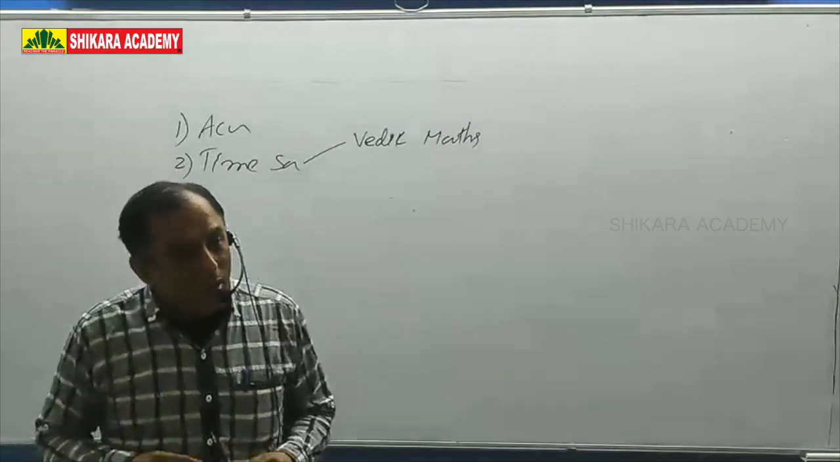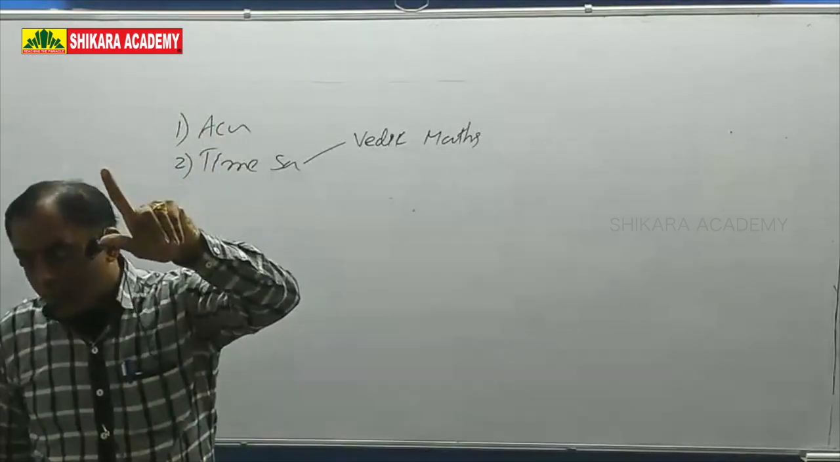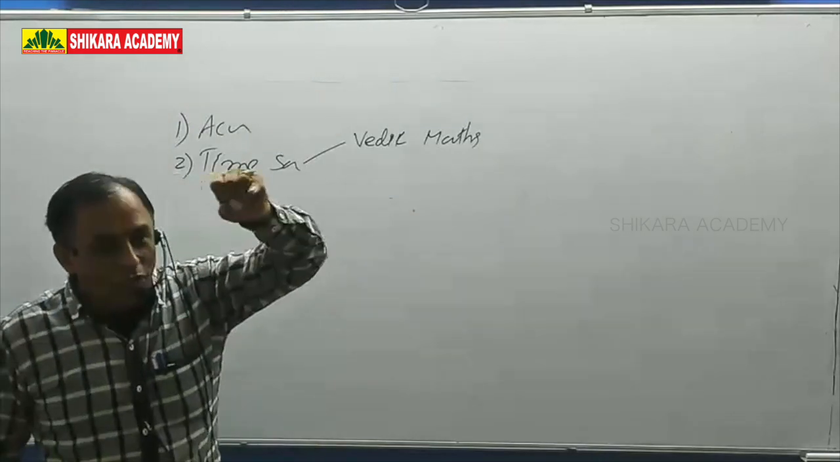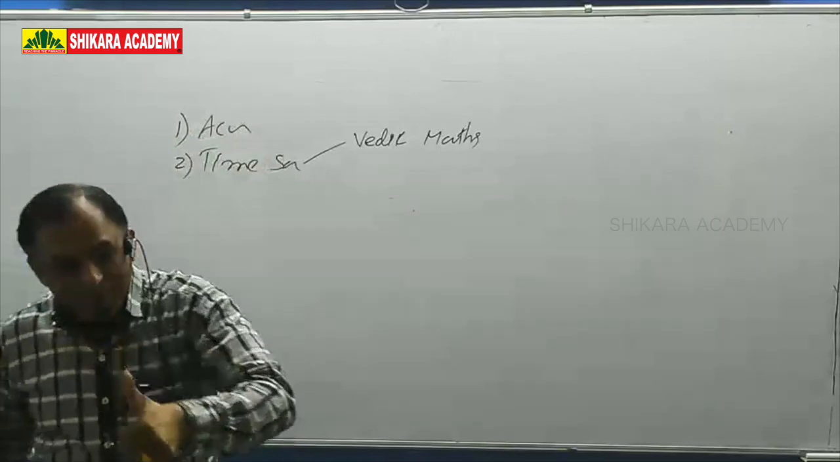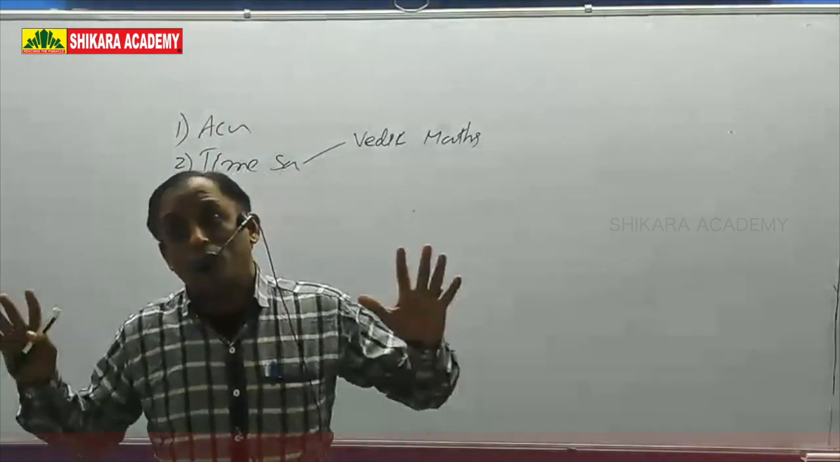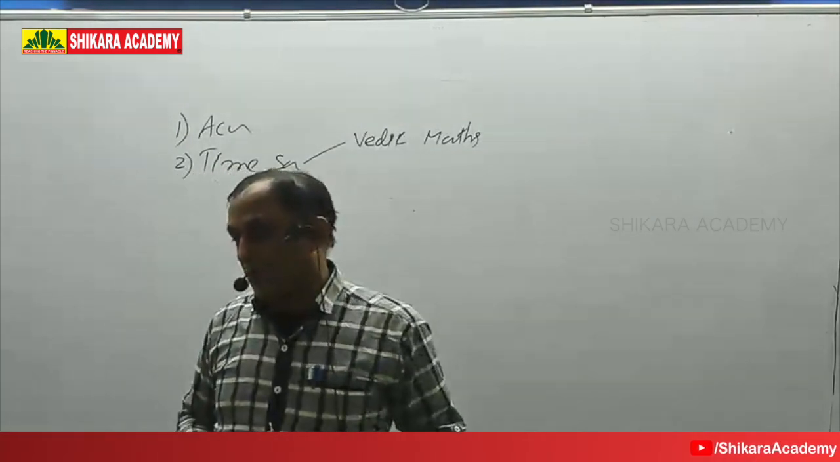What is Vedic maths? We have four Vedas: Rig Veda, Yajur Veda, Sama Veda, Atharvana Veda. The Atharvana Veda is a combination of physics, chemistry, astronomy, medicine and mathematics. This maths is known as Vedic maths. That is one wonderful maths in the world, the greatest maths in the world.